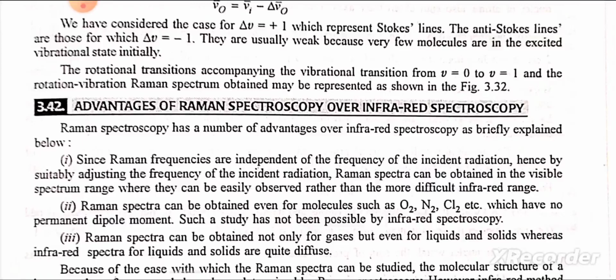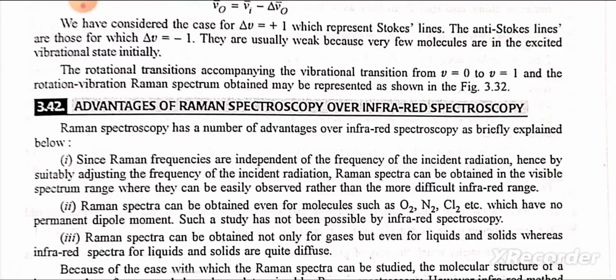Advantages of Raman spectroscopy over infrared spectroscopy. Raman spectroscopy has a number of advantages over infrared spectroscopy, as briefly explained below. First, since Raman frequencies are independent of the frequency of the incident radiation, by suitably adjusting the frequency of the incident radiation, Raman spectra can be obtained in the visible spectrum range, where they can be easily observed rather than the more difficult infrared range.